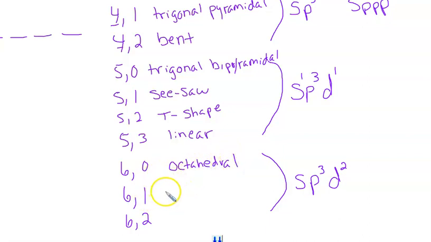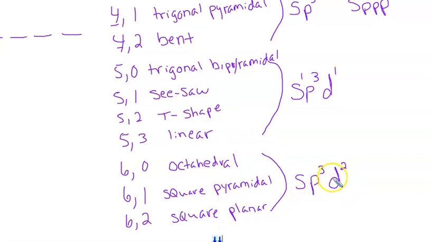The 6,1 is called square pyramidal because it's a square-based pyramid. The 4,1 is a triangular-based pyramid. This 6,1 is a square pyramid. And then 6,2 is called square planar because it's a square in a flat plane. All right, you do need to know these names, and this is the hybridization for those.